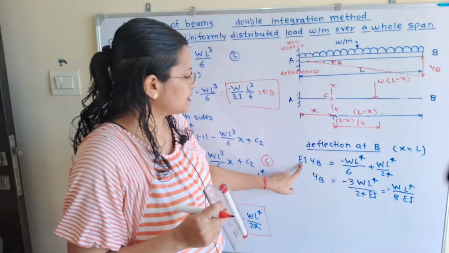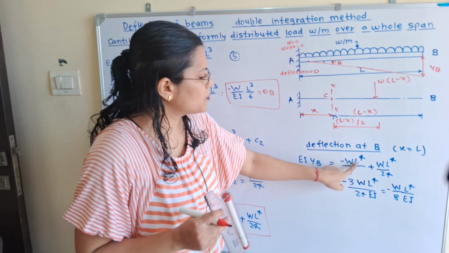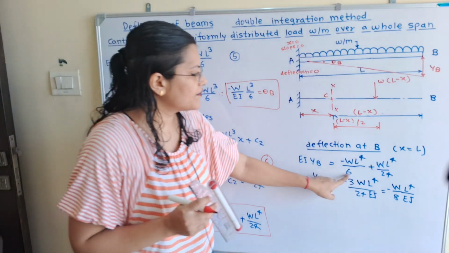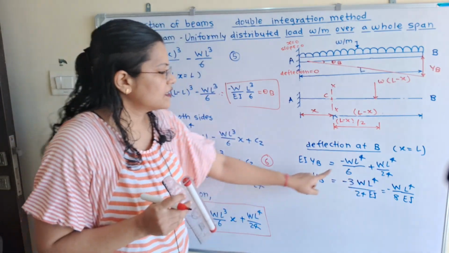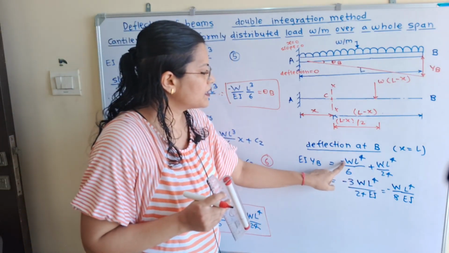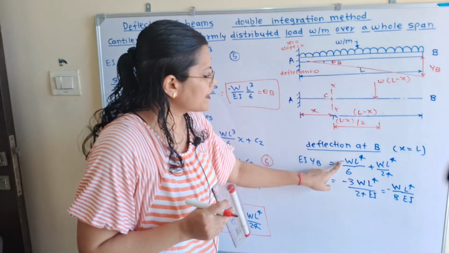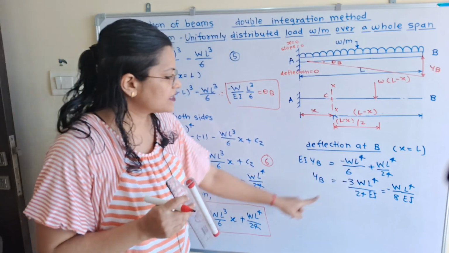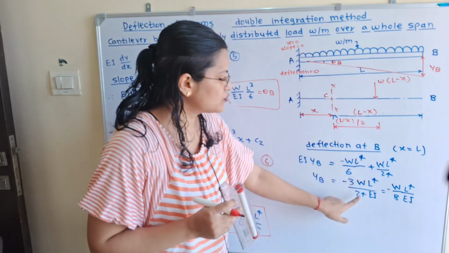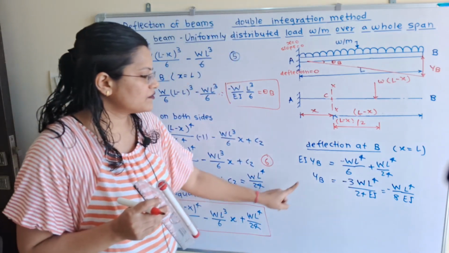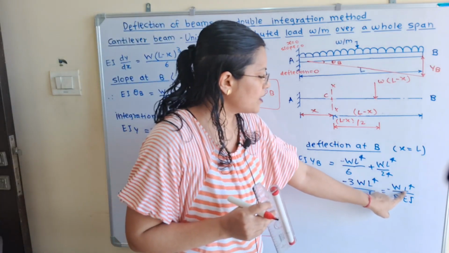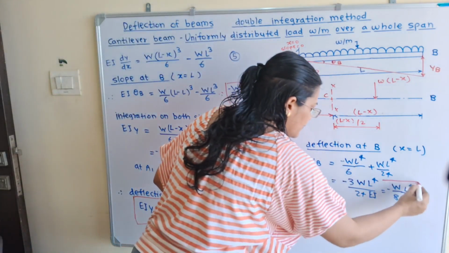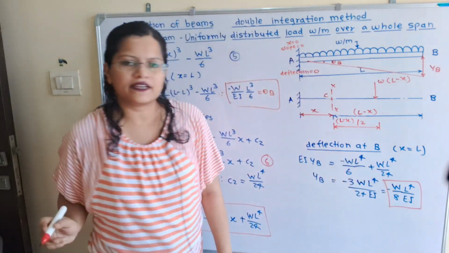So we will get the equation EIYB is equal to minus WL raised to 4 by 6 plus WL raised to 4 by 24. Now here we will take the denominator common, that is denominator 24. So here we will multiply with 4. So minus 4 WL raised to 4 plus WL raised to 4, and it is minus 3 WL raised to 4 by 24 EI. Therefore, YB is equal to minus WL raised to 4 by 8 EI. So this is the equation so that we can find out the deflection at end B.